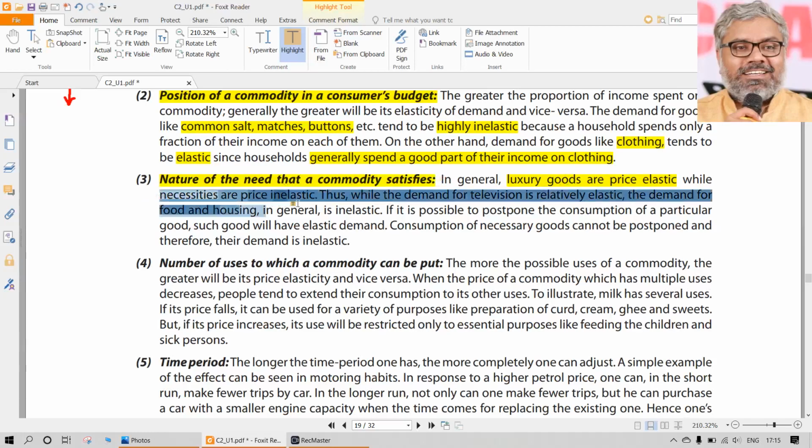But in general, the necessities are price inelastic. Once again, same thing like food, salt and other things like vegetables, for example. Vegetables also are relatively price inelastic, less elastic they are. Why? Because they are required anywhere. So for example, demand for television, if you take, that could be highly elastic, and on the other side, demand for food and housing and all generally can be inelastic. That is another thing also.